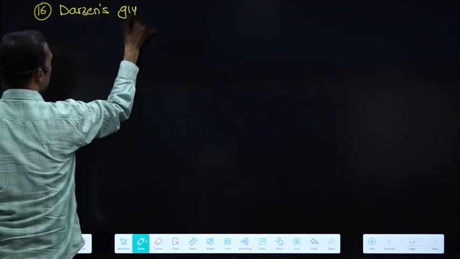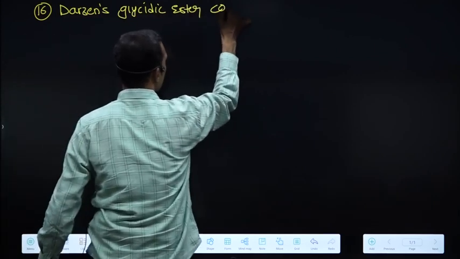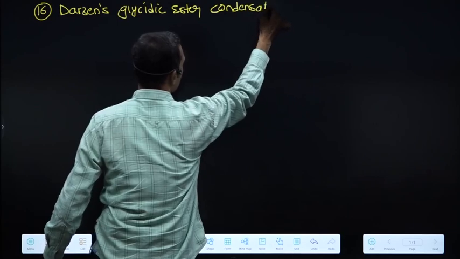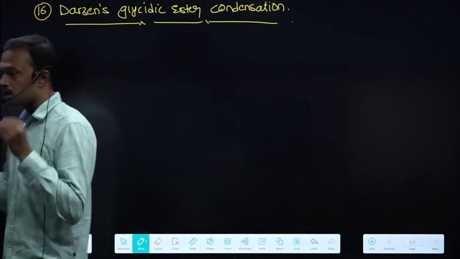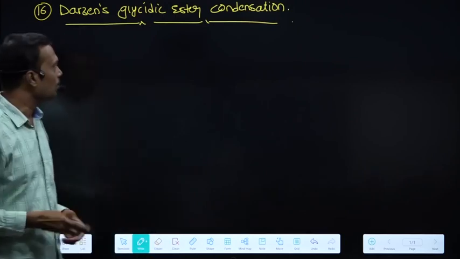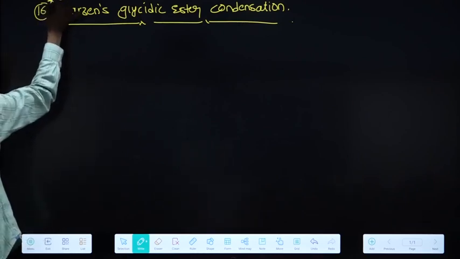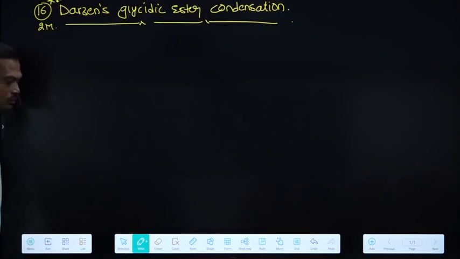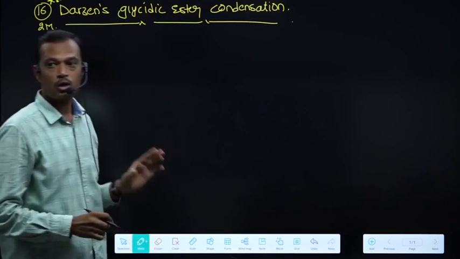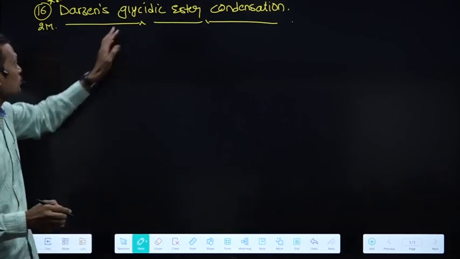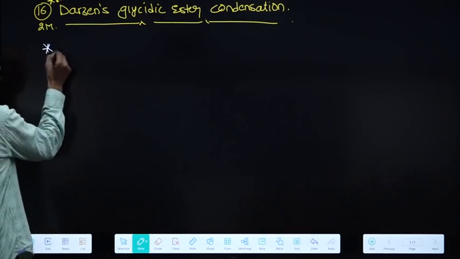Next reaction, Darzens glycidic ester condensation, also called Darzens reaction. So it is most important one, especially for 2 marks. You can expect a straightforward question from this one. Why? Because one special point is there which cannot be observed in other reactions. So that is a specialty of this one.